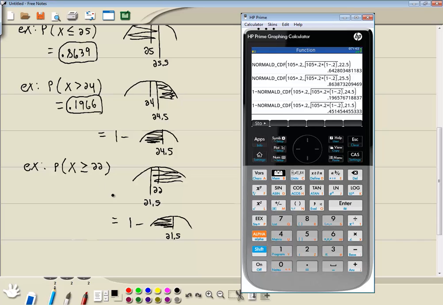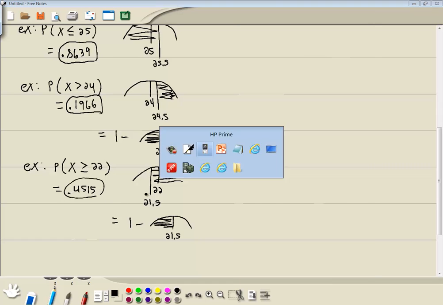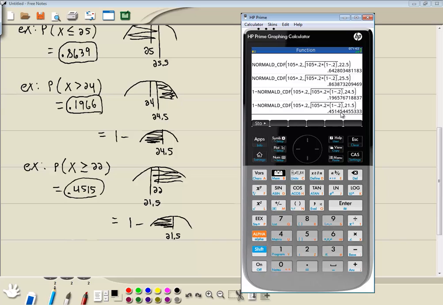And we get 0.4515. I double check that. It's kind of early in the morning. Yeah, it looks right.